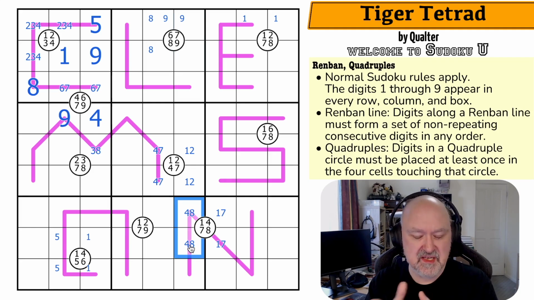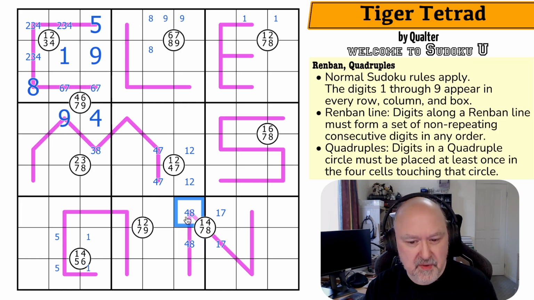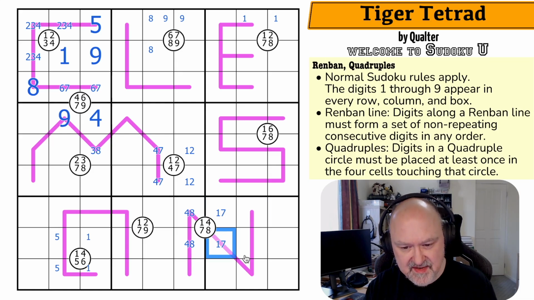I could have been looking at these lines from the perspective of what digits are forced onto them, but I'm trying to use the quadruples because I think they'll help me more. But I now know that 5, 6, and 7 must be on this line to connect them up. The 7 on this line can only go there, and there must be a 7 on this line because in order for me to put a 7 on this line, I can't put 7 here because 7 must be here. I can't put 7 here because 7 is over here. This is 4, 8. So where can I put the 7 on this line to connect the 4 and the 8? It must be there.